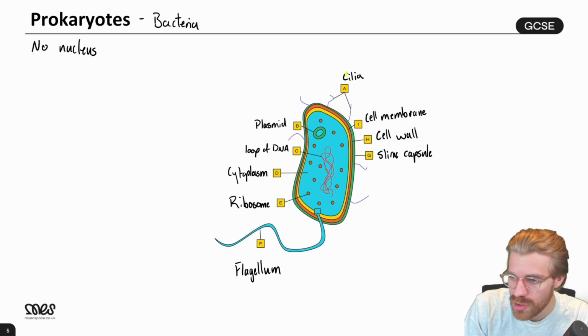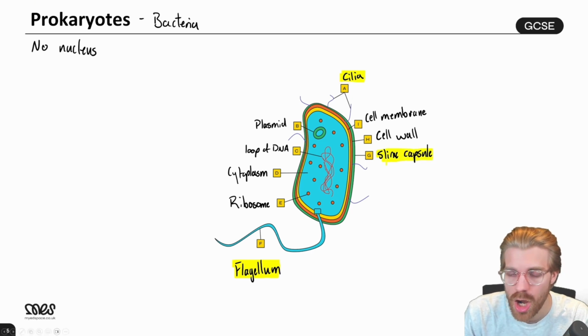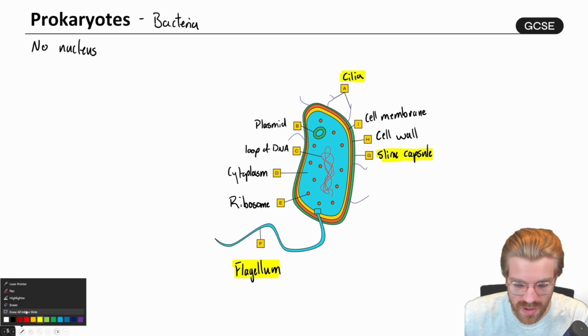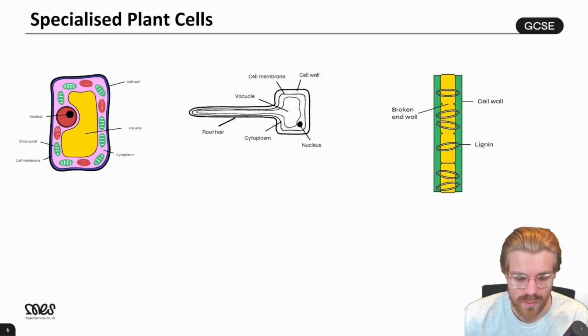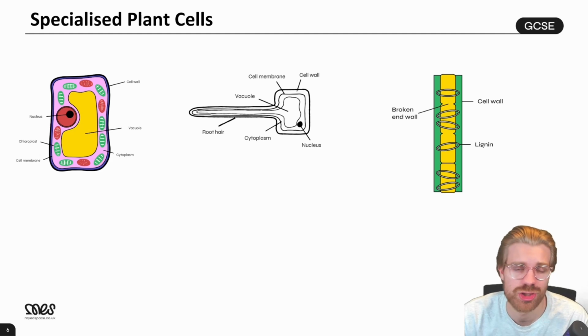Now, not all of these parts of the cell are actually found in every single prokaryote. Not all prokaryotes will have the cilia, not all of them will have the flagellum or the slime capsule either. Some of them you may not see these structures on the surface of the cell. So those are the general structures of animal cells, plant cells, and prokaryotes.